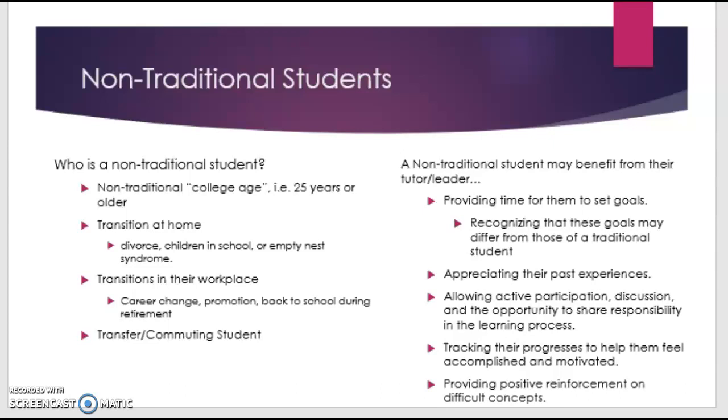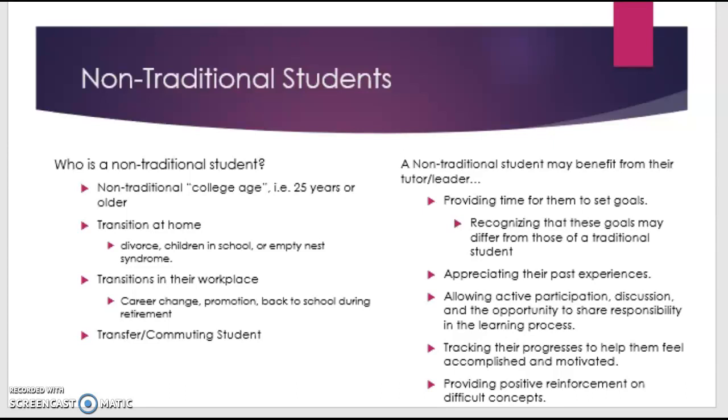Maybe there's transitions in their workplace, so they're going through a career change, a promotion, or back to school during retirement. This could be a transfer commuting student, and it could also be a veteran, someone who has served and after a few years is coming back to school.